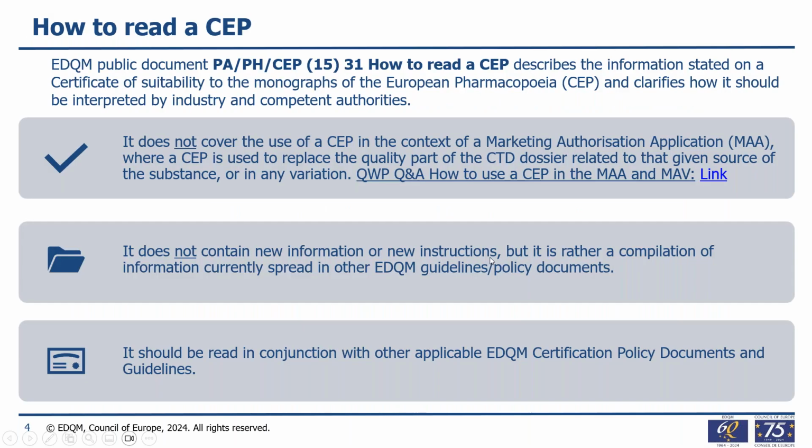So EDQM public document 1531, How to Read CEP, describes the information which is stated on the certificates of suitability and clarifies how to read and how to understand this information by the industry and competent authorities. It does not cover the use of CEP in the context of marketing authorization application, where the CEP is used to replace the quality part of the dossier. And for this, there is a specific question and answer document published by EMA, which describes how to use and how to include CEP in the marketing authorization applications.